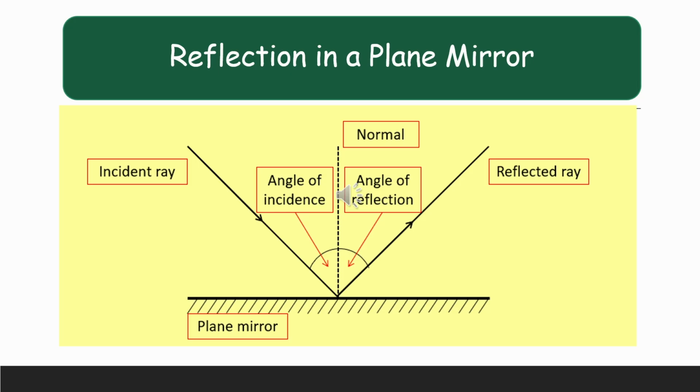So this is a reflection in a plane mirror. You will notice a line called the normal line and a plane mirror. There is an incident ray and a reflected ray as well. But the most important part of this is to make sure the angle of incidence is the same as the angle of reflection. Only then the image of reflection can be seen.